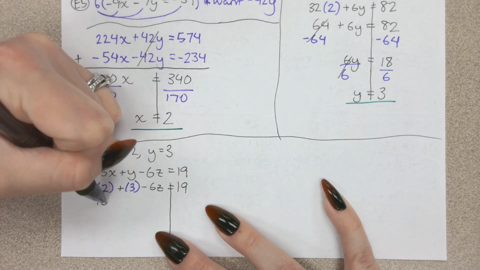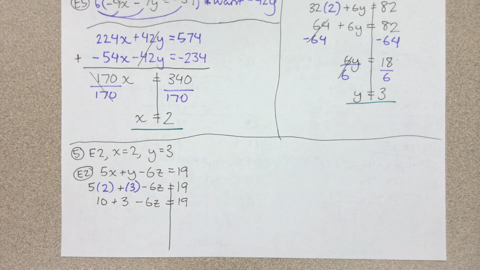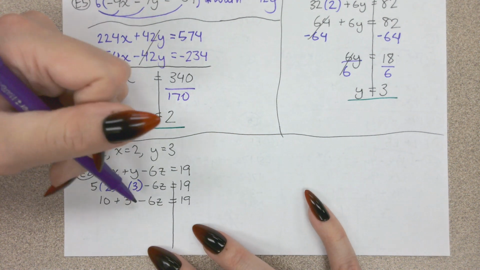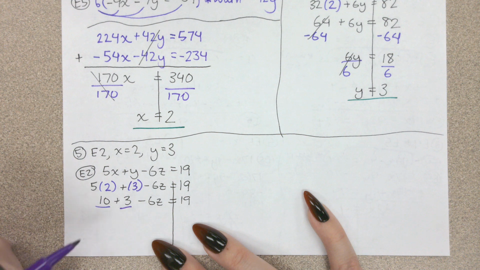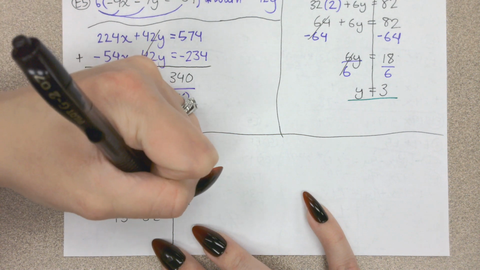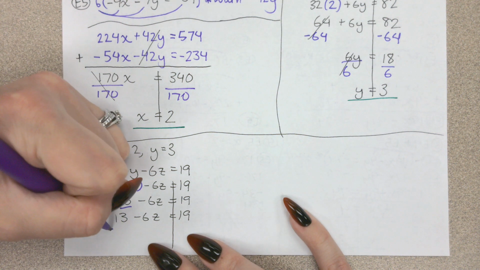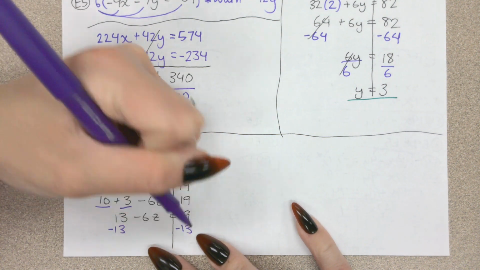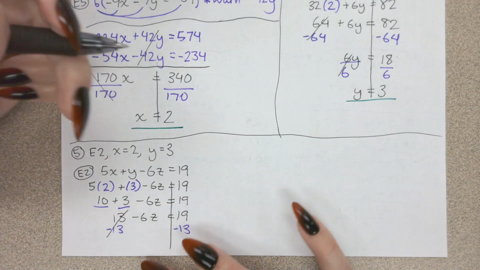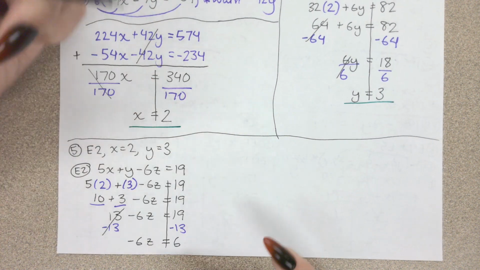5 times 2, that's 10, plus 3, minus 6z equals 19. 10 plus 3, those are on the same side and they're like terms, so I'm going to combine them as they are. 10 plus 3 is 13, minus 6z equals 19. Now we need to get the 6z by itself first. This is a positive 13, so I'm going to minus 13 on both sides. Negative 6z equals 19 minus 13 is positive 6.